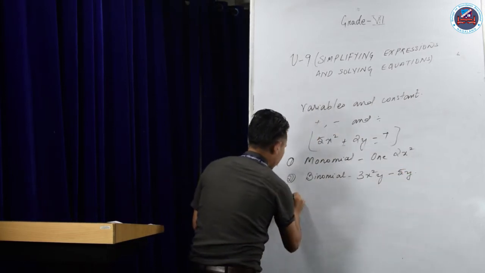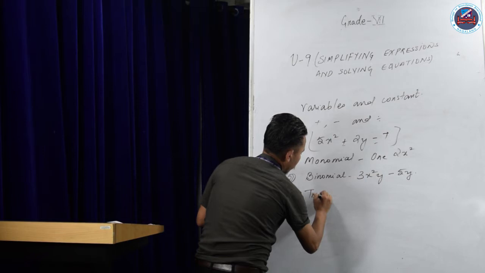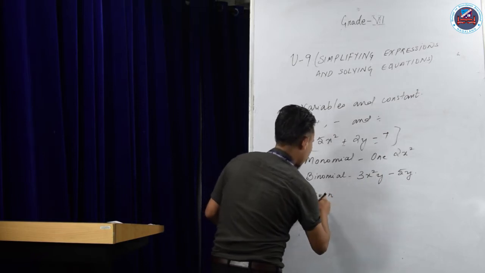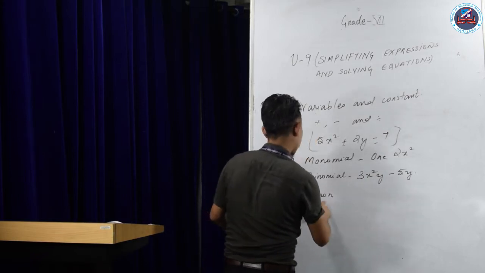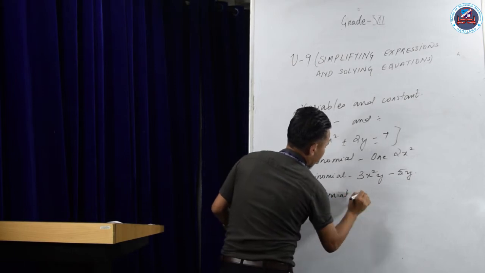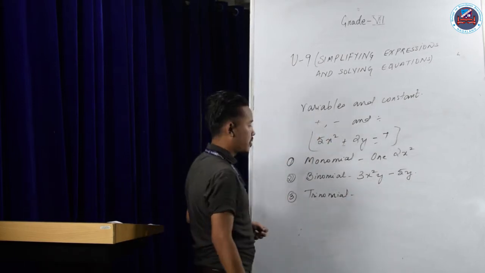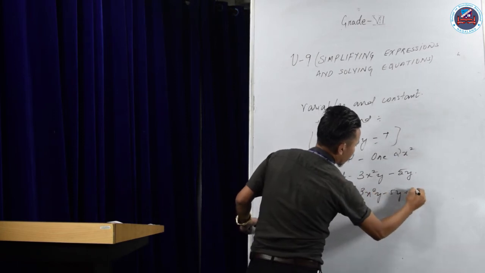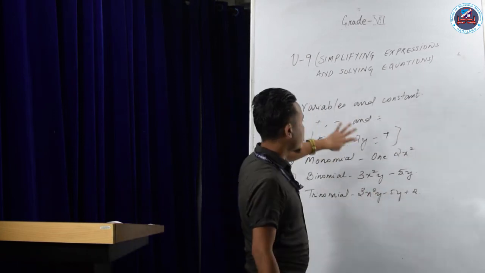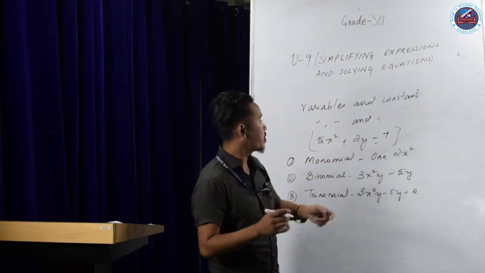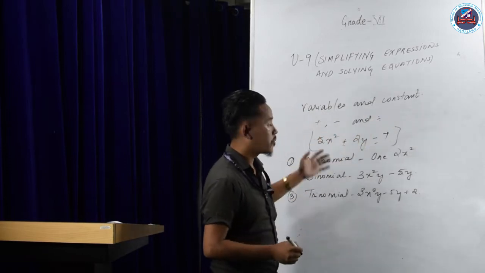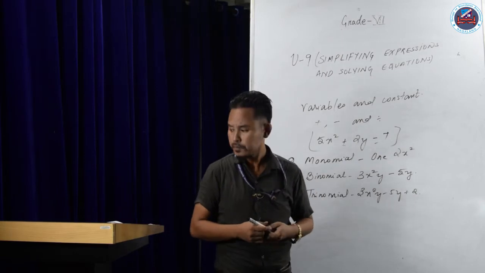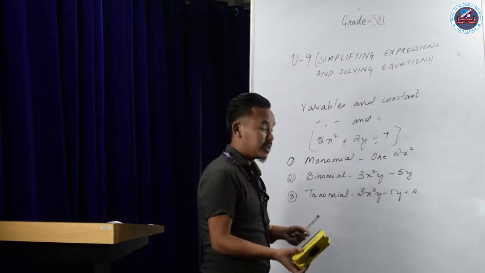Now when we talk about trinomial, it contains three unlike terms. So it's a very brief example. It's a very brief explanation that I've given you, based on which we will be solving our questions. So let's go into the exercises.